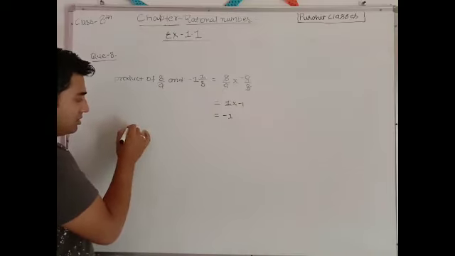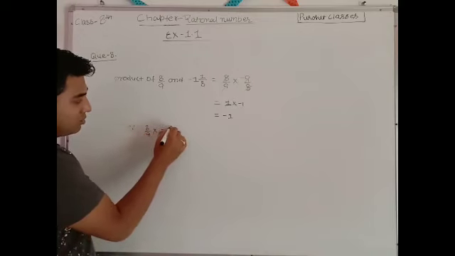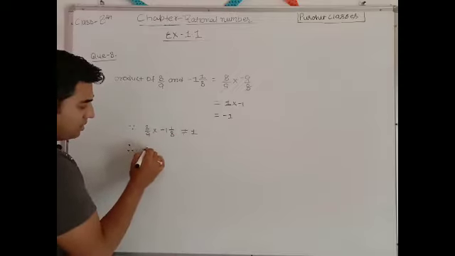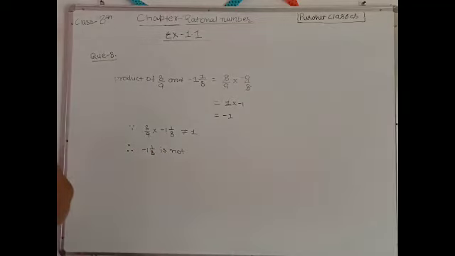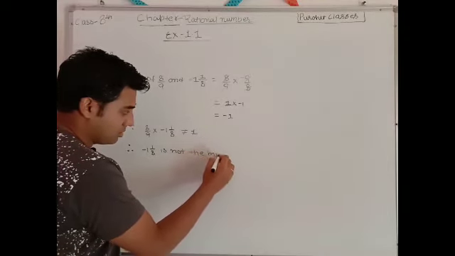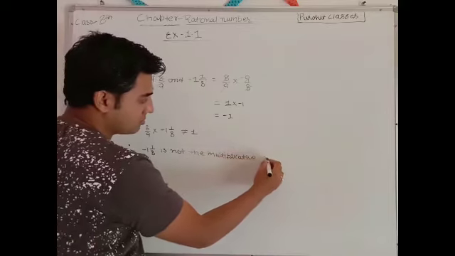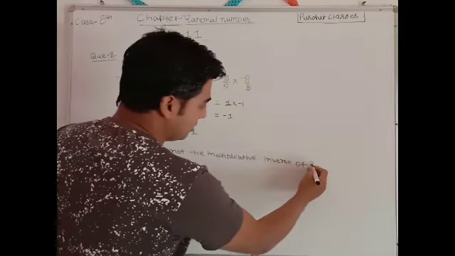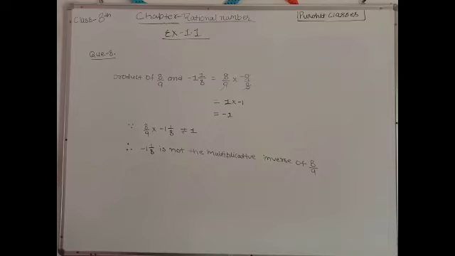So what we will write, since 8 upon 9 times minus 1 whole 1 upon 8 is not equal to 1, therefore minus 1 whole 1 upon 8 is not the multiplicative inverse of 8 upon 9. Understood? Okay, pause the video and note it down.